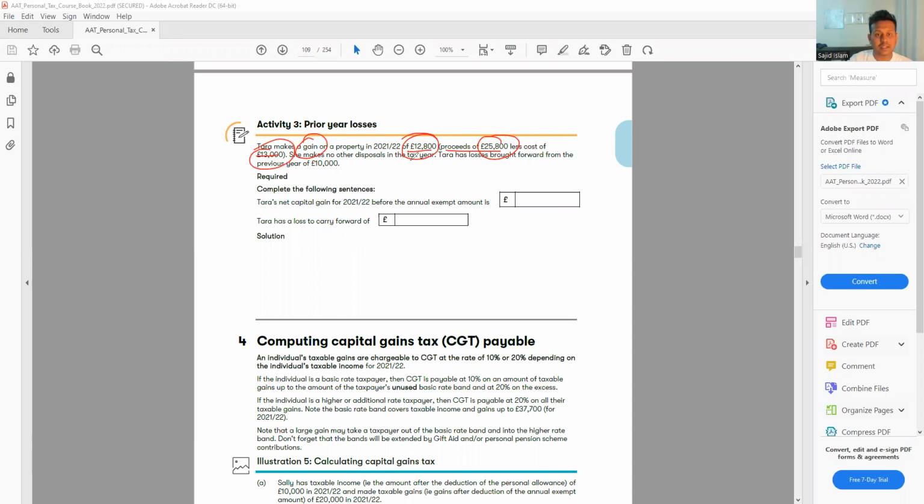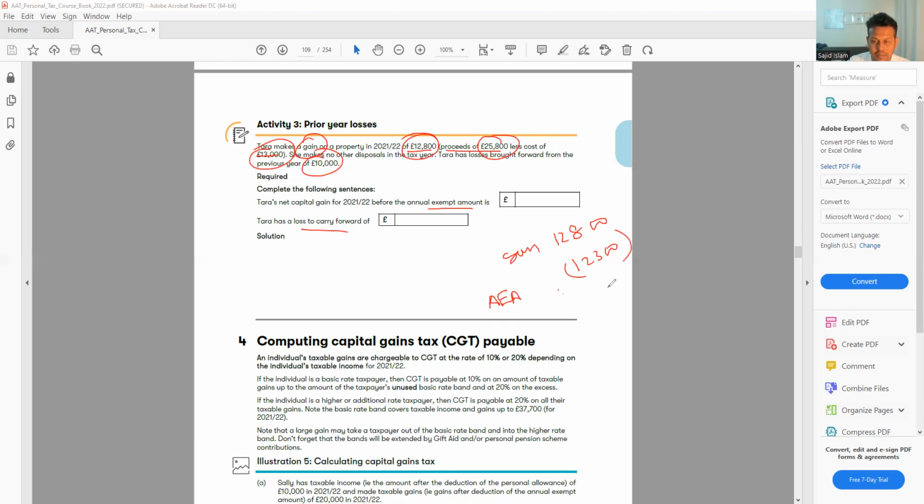She makes no other disposal, and Tara has a loss brought forward from the previous year, 10,000. So you have some previous year loss. Okay, net capital gain before the annual exemption and the loss carried forward. Okay, so let's have a look. The total gain, we have 12,800. So the gain, and from the gain, you have to minus the AEA, that is annual exemption amount, 12,300. And it gives me nil.